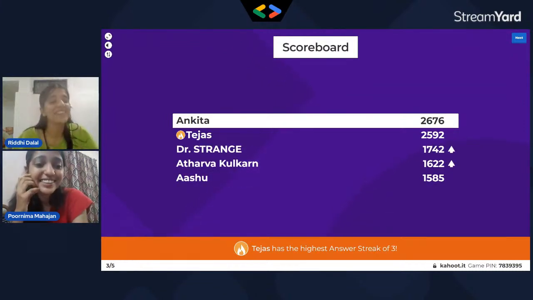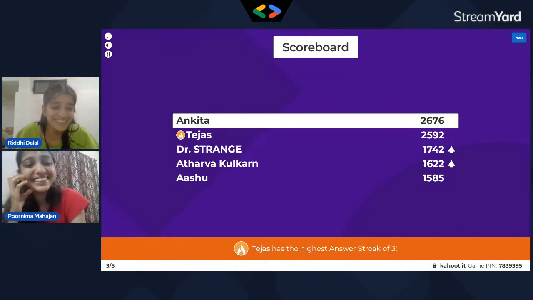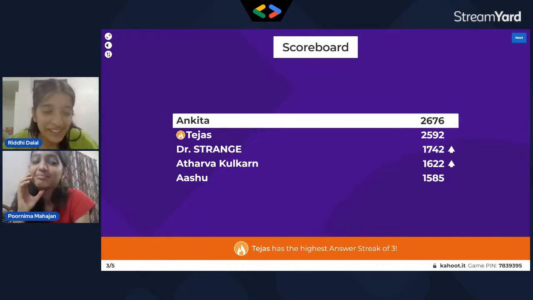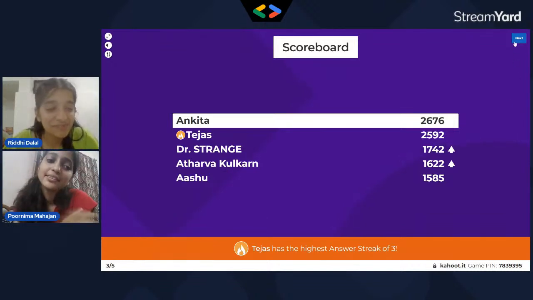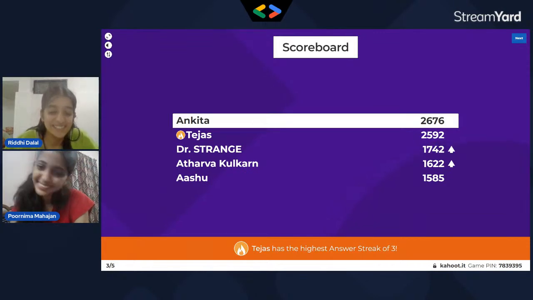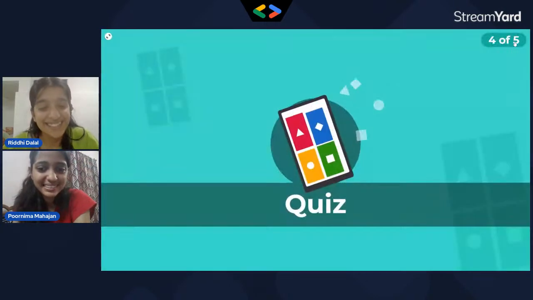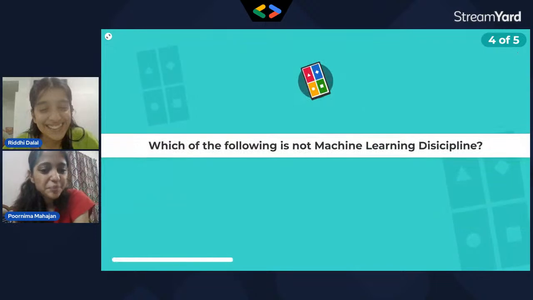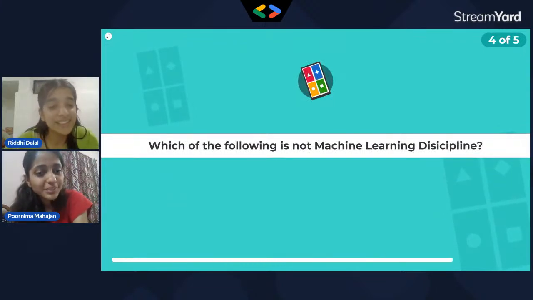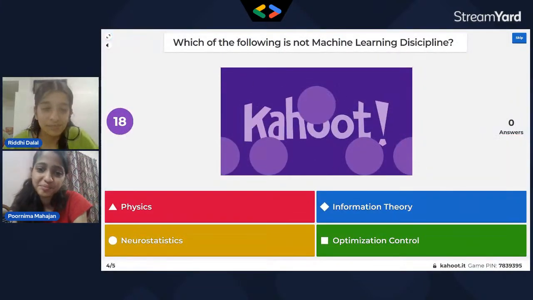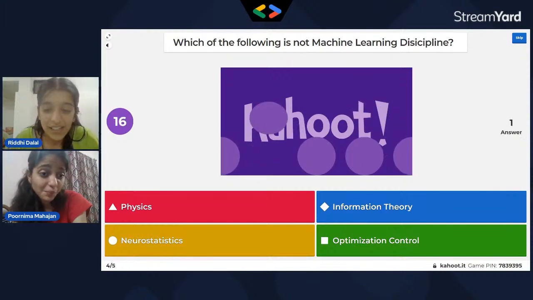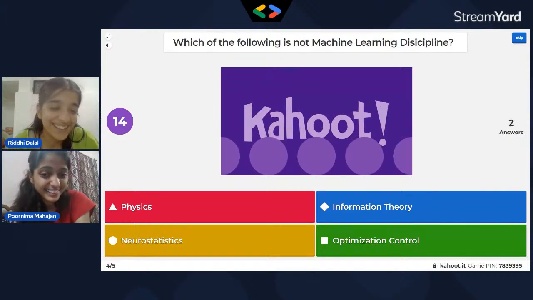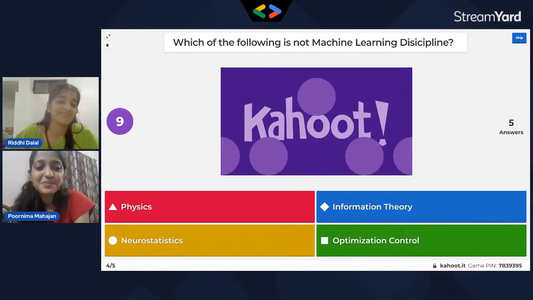Again, we have a shuffle. We have Dr. Strange on top, on the podium. Ankita is still on the lead. Tejas is followed by, and Tejas has the highest answer streak. Great, great, great. Which of the following is not a machine learning discipline? A. Physics. B. Information theory. C. Neurostatistics. D. Optimization control.